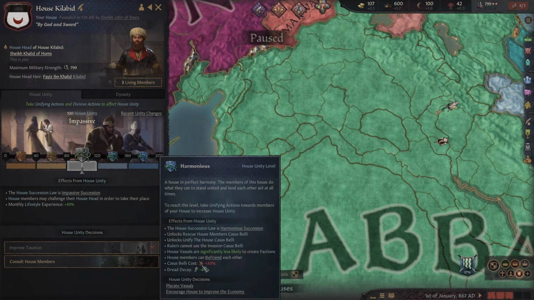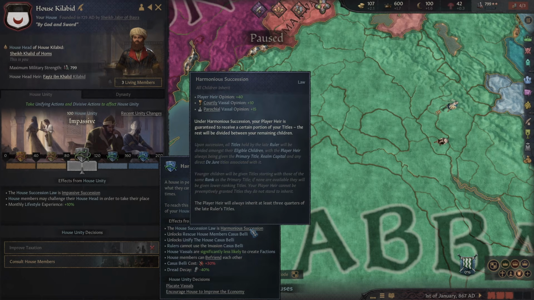And the last house unity level is harmonious. It's similar to friendly, except you get even more dread decay. CBs are even more expensive. House vassals are even less likely to create factions, and house members can use the befriend scheme on each other.